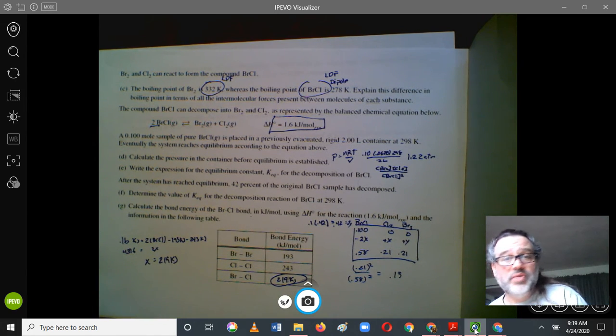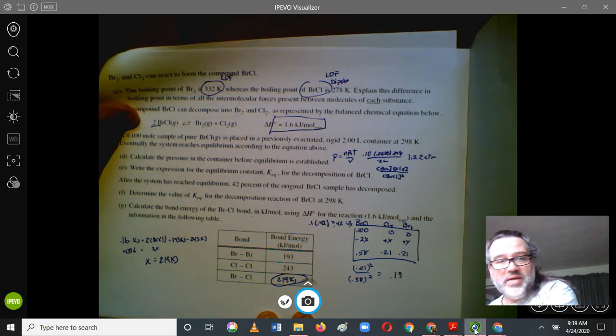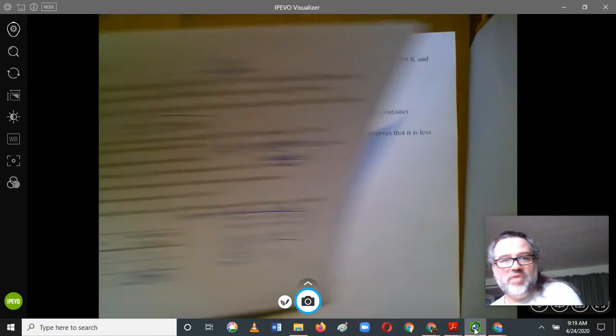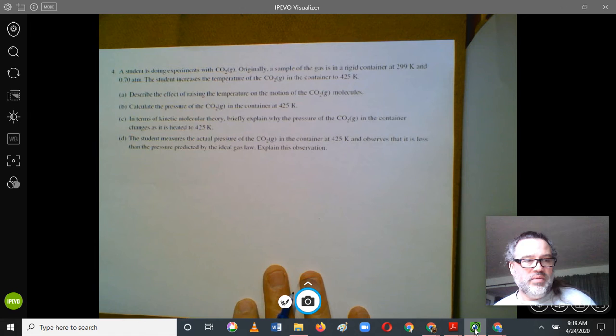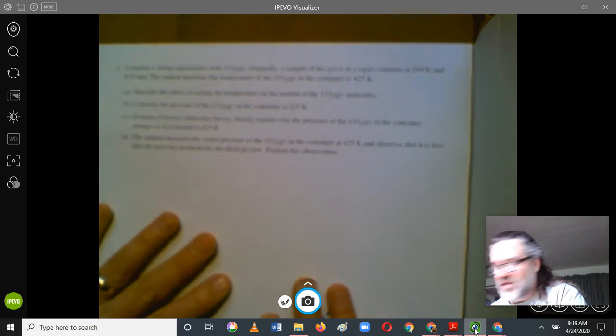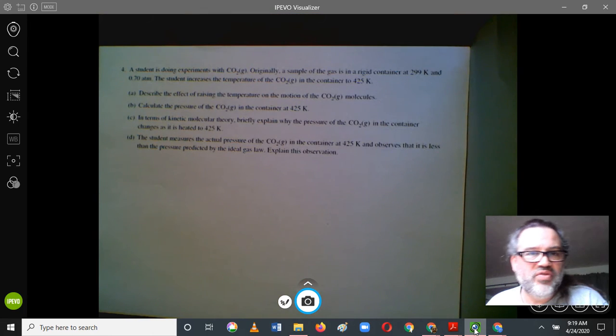That's question 2. Hopefully you're feeling good about that, and some of that stuff goes well for you. Question 4, we talked about this one. I didn't talk much about it, but we can see students do an experiment with carbon dioxide. We know some information. We know it's 299 Kelvin, the pressure is 0.7. They increase the temperature to 425. What would describe the effect of raising the temperature on the motion of this particle?